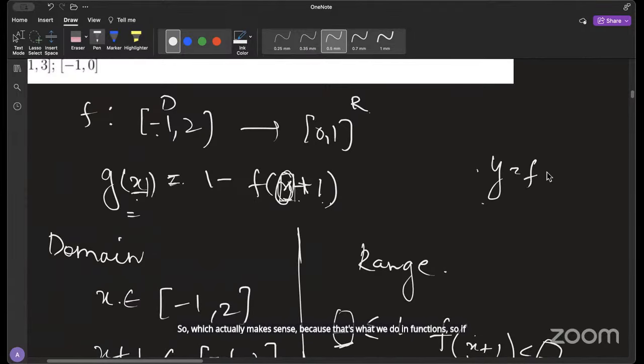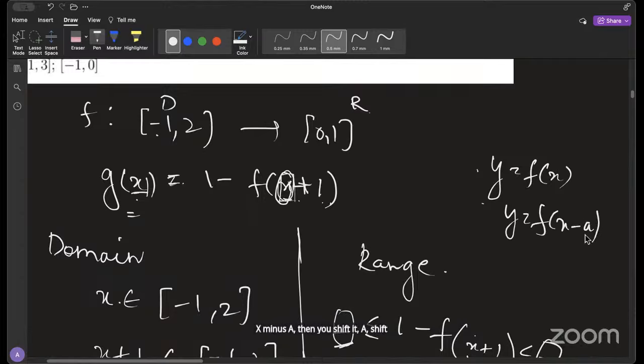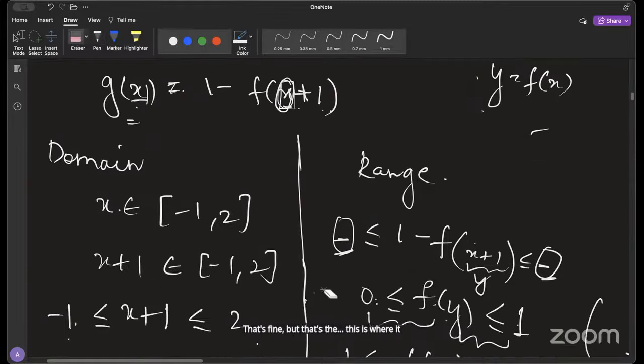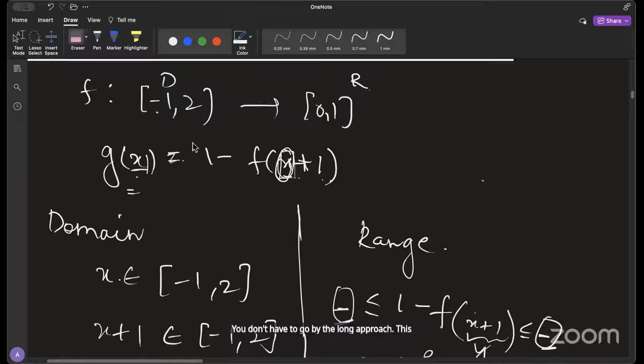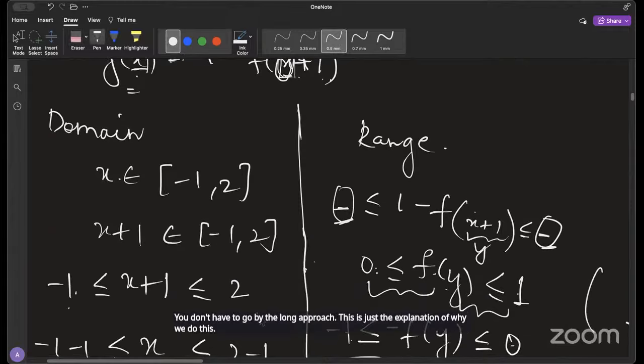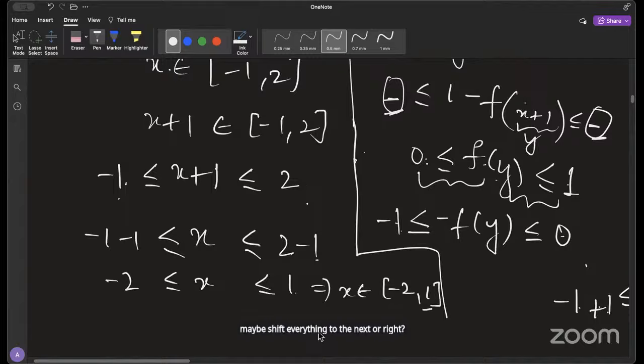So if you have y equals f(x), or y equals f(x minus a), then you shift it a units to the right. Correct. Actually, plus is shifted to the left and minus is shifted to the right. That's fine, but this is where it comes from, right? You don't have to go by the long approach. This is just the explanation of why we shift everything to the left or right.